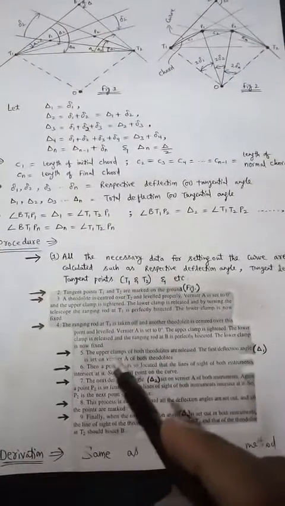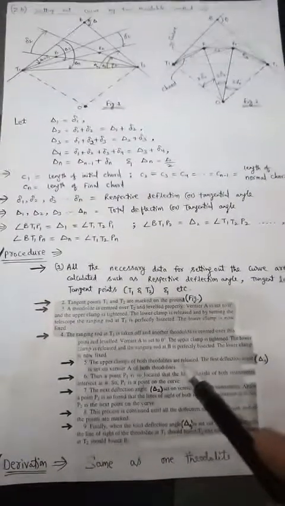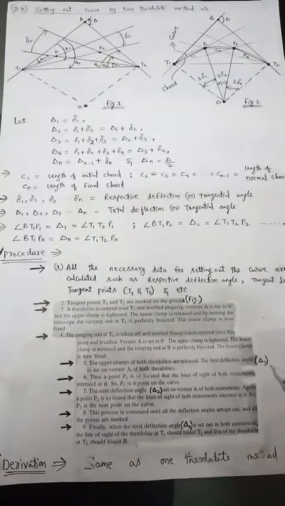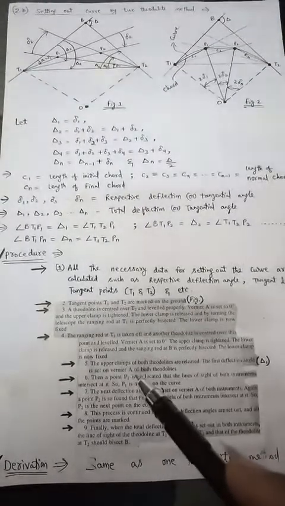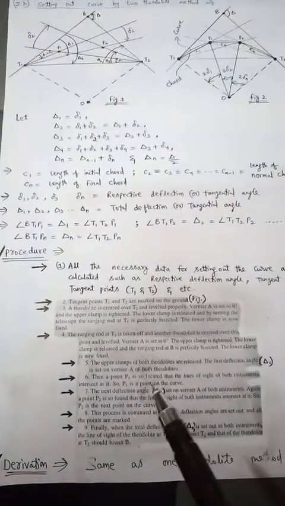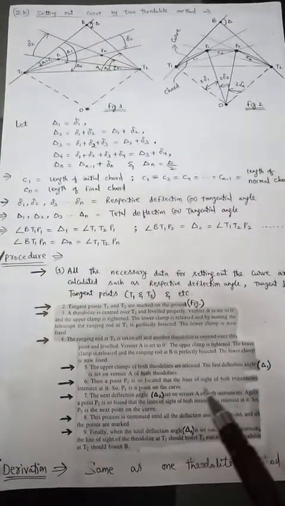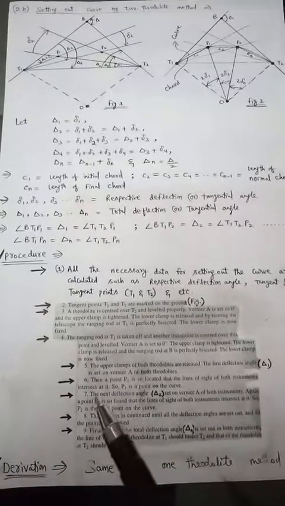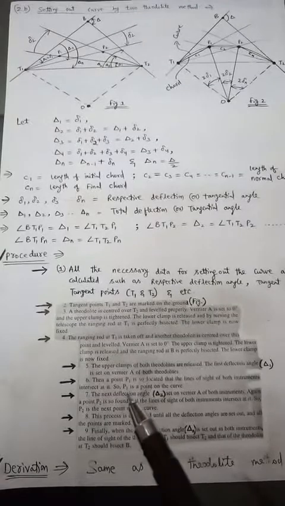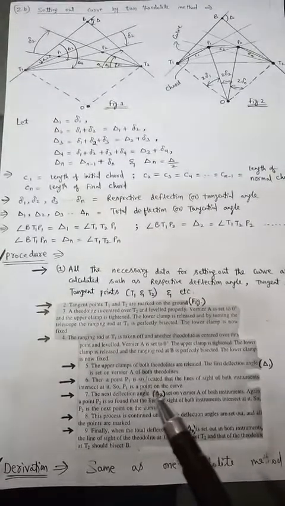Step number 5. The upper clamp of both theodolites is released. The first deflection angle delta 1 is set on vernier A of both theodolites. Then a point P1, the point P1 here, is so located that the lines of sight of both instruments intersect at it. So P1 is the point on the curve.